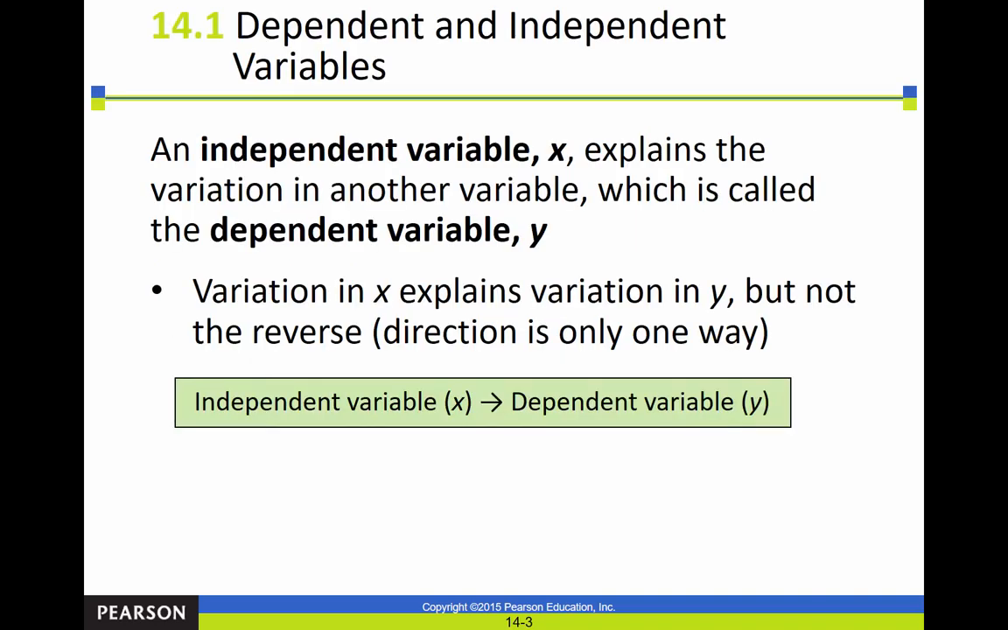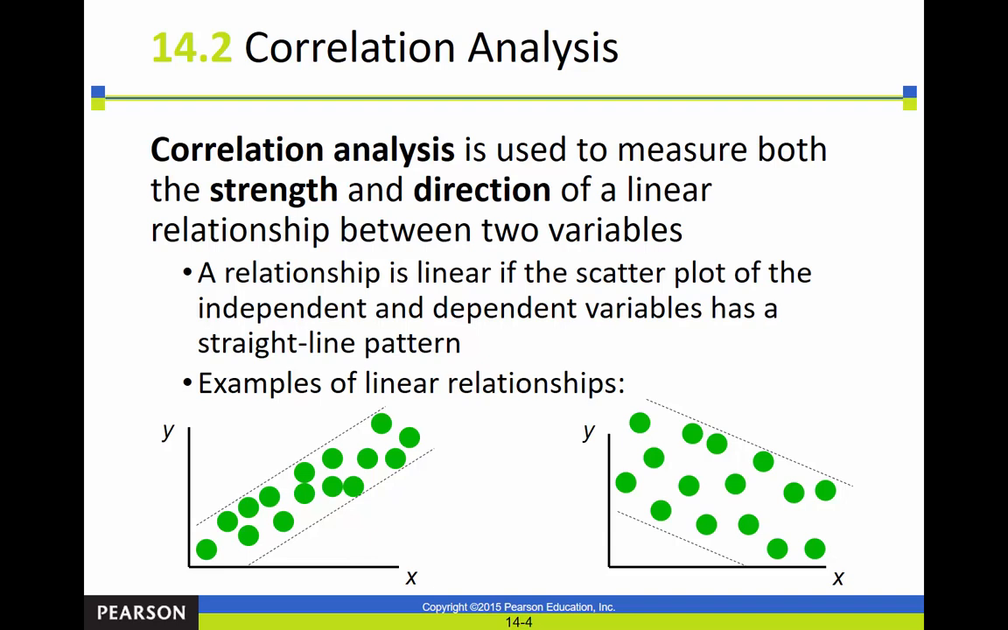So the first thing you need to understand is the difference between what's called a dependent variable and an independent variable. So x is always the independent variable, and y is always the dependent variable. What that means is that changes or variations in x explain variations in y, but not in the reverse. And I'll give you an example of that in a moment.